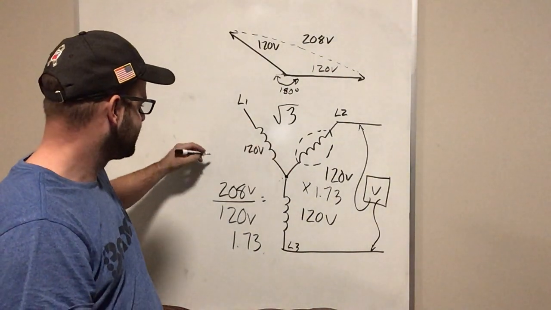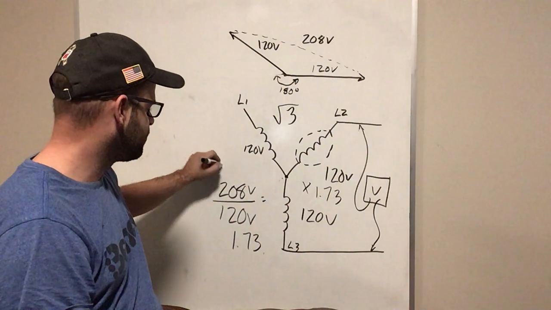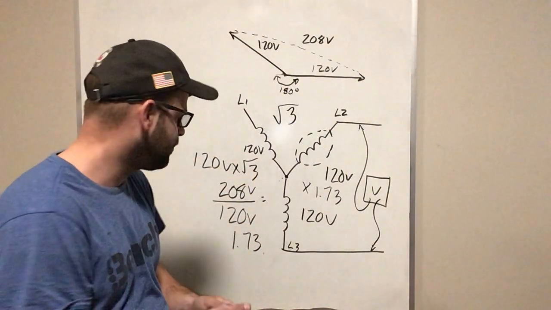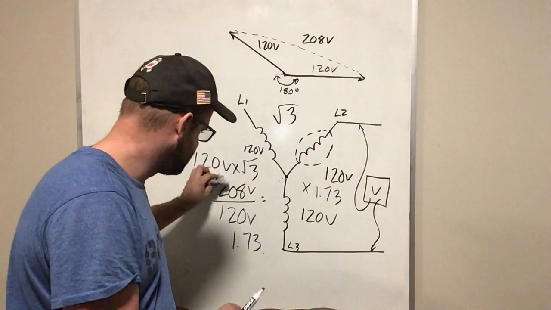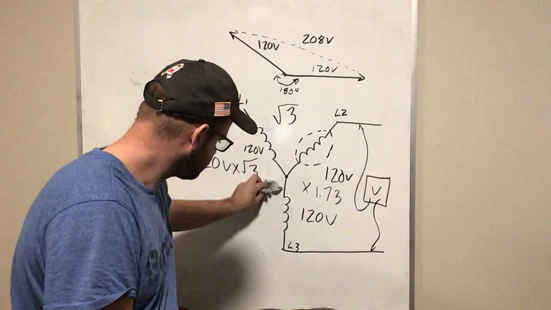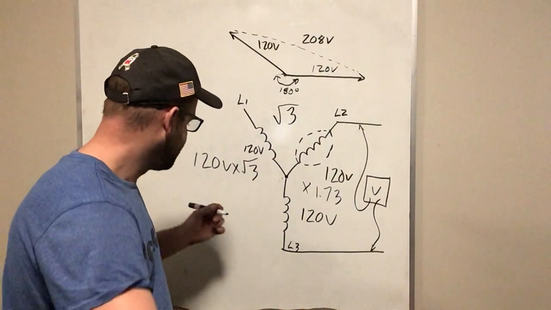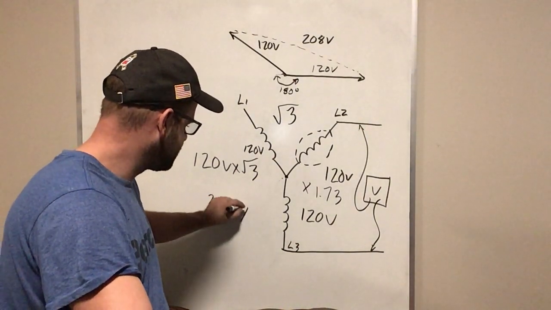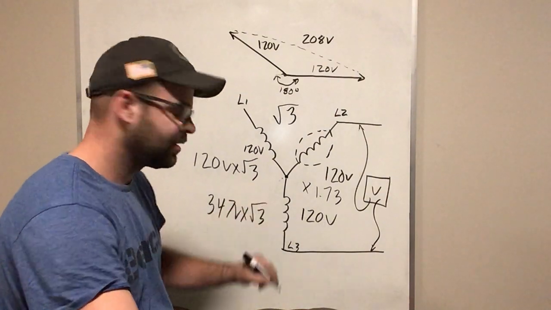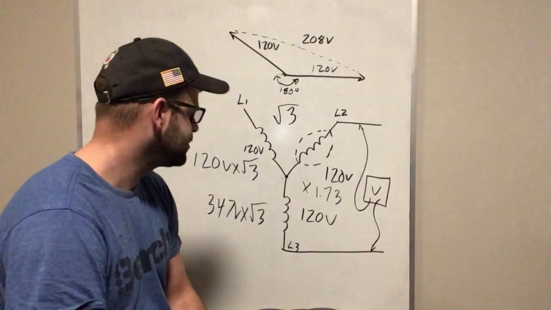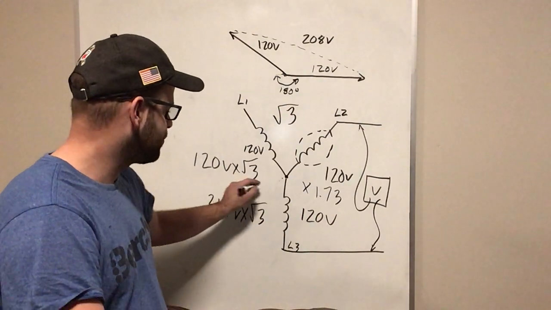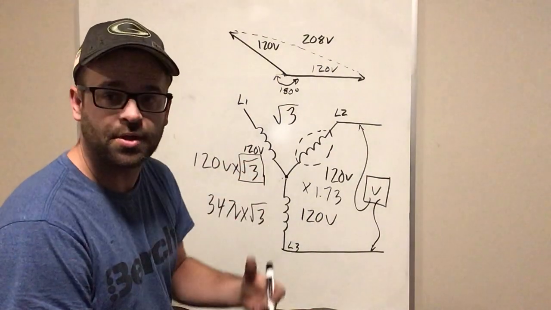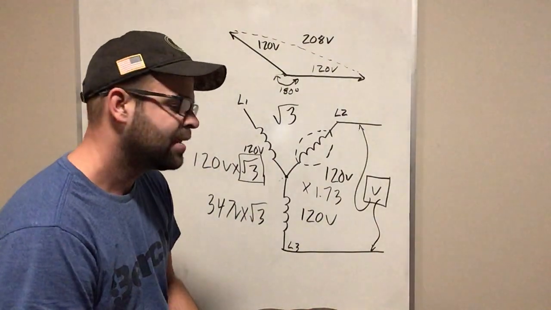So if you do 120 volts times root 3, it'll give you 208 volts. If you do 347 volts times root 3, you're going to end up getting 600 volts. So that's an important one to remember there. Okay, so voltages are always going to be root 3 larger.